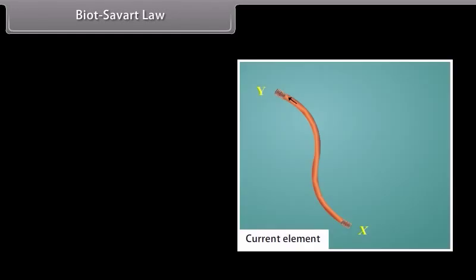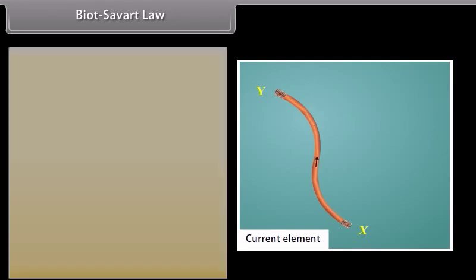Biot-Savart Law. It is a mathematical description of the magnetic field at a point that arises from a current flowing through a current element.